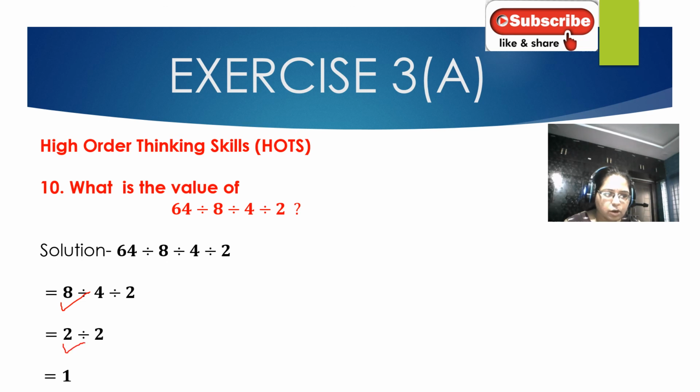Then 2 division of 2. 2 divided by 2 is 1. So we get the value of the expression 64 division of 8 division of 4 division of 2 is 1.